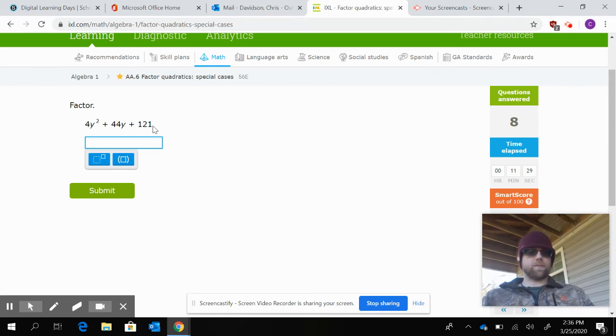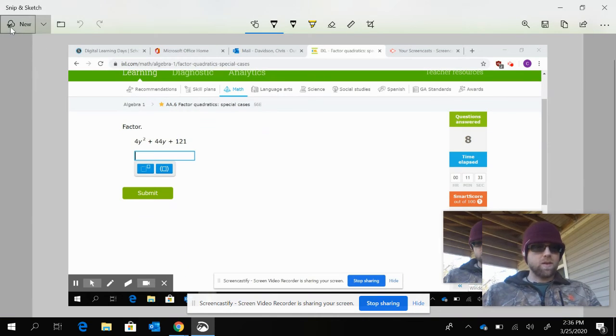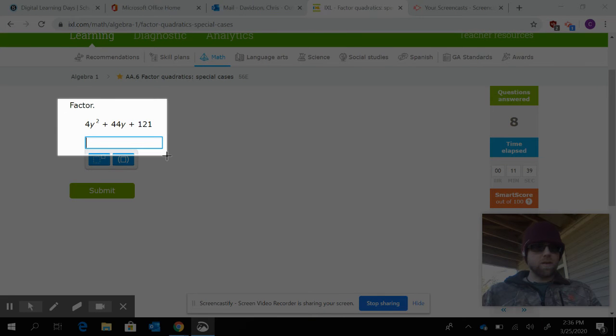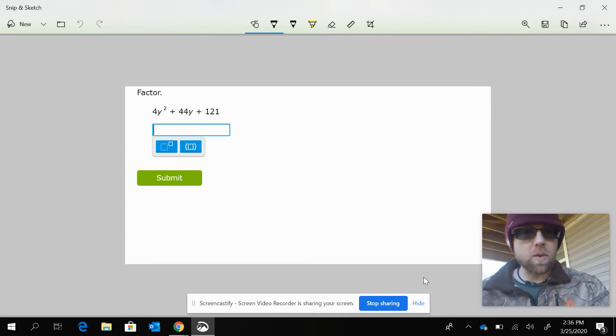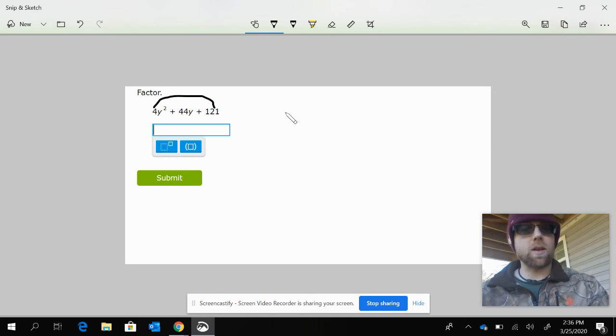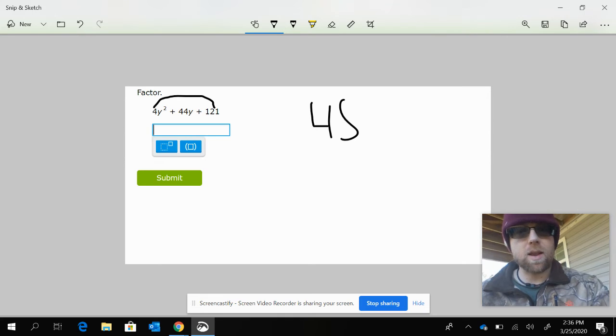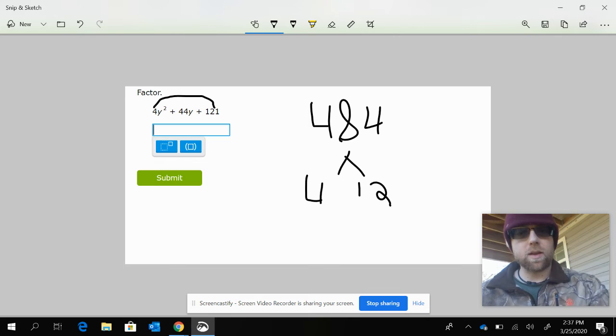Let me actually snip this one. Even though this is not the thing we're working on, if I want to give it to you, then I expect me to know how to do it too. So we multiply this 4 to that, and that is going to be 484. And then you list out the combinations. I really wish I brought my calculator. We got 4 and 121.